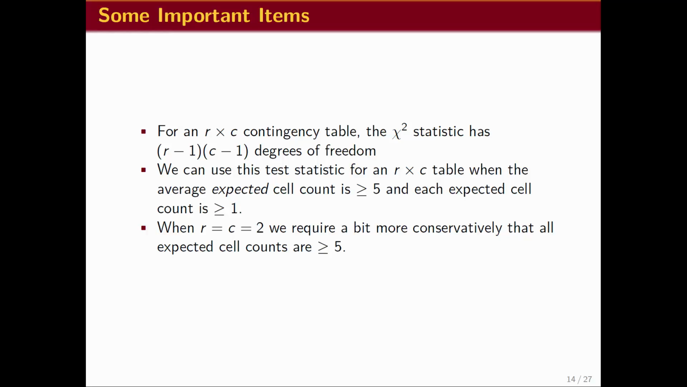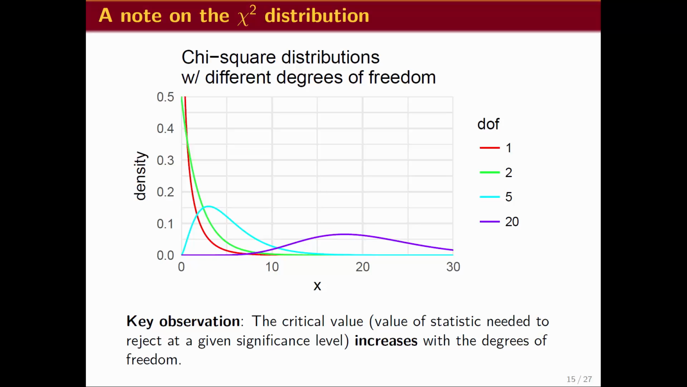Okay, obviously in the example I gave you, there's no issue at all, right? You've got hundreds and thousands in these tables, but for these tables, it turns out that we don't need to be quite as strict as we do in a 2x2 table. As we said in the 2x2, we require a bit more conservatively that all expected cell counts are greater than or equal to 5. All right, so here's what I wanted to talk about with respect to the chi-square distribution.